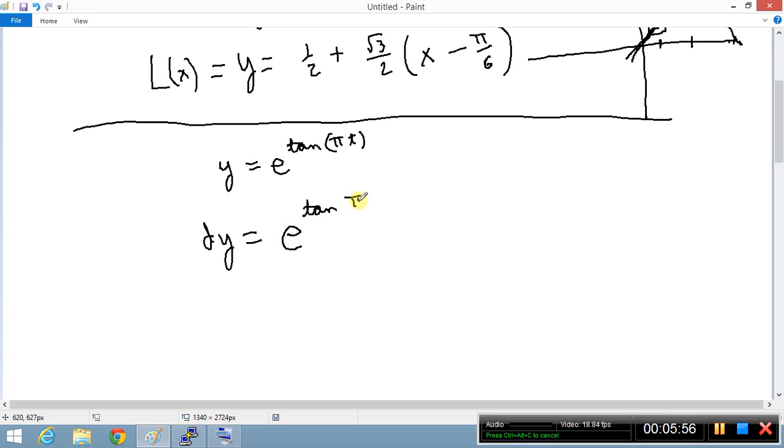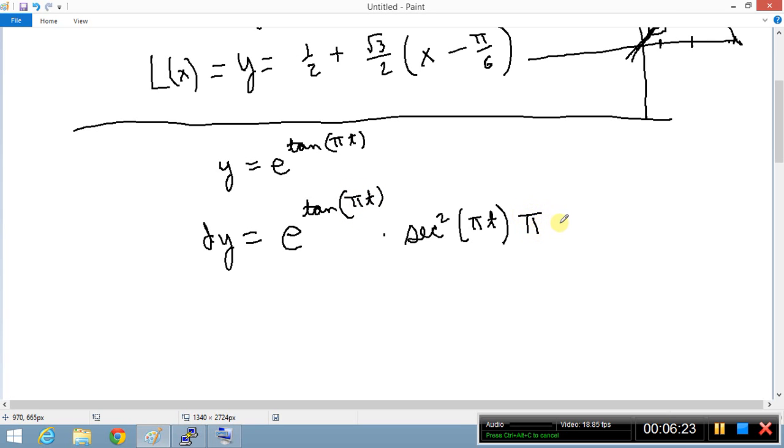But as usual, the chain rule has something to say. This exponent is not the independent variable, so you're going to multiply by the derivative of what's up there. The derivative of tangent of anything is secant squared of whatever. But that's not all, because this is not the independent variable. It's not t. So you got to multiply by the derivative or the differential of this. So that's just going to be pi.